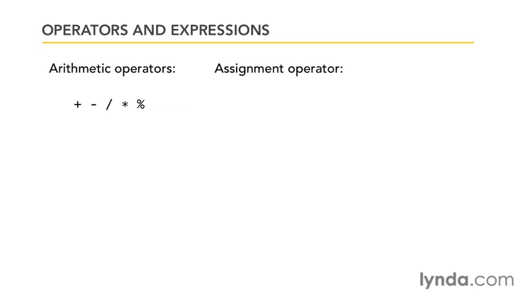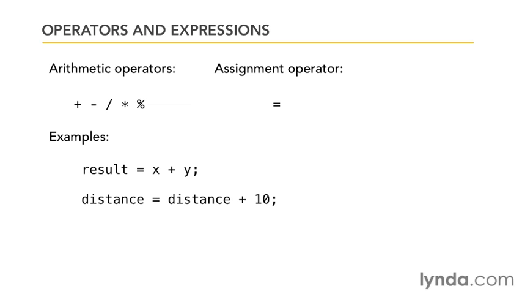There's also the assignment operator. The assignment operator is the equals sign. So take an example. If we had two variables, x and y, and we wanted to add them together using the plus operator or the addition operator, we could then take the result of that expression and assign it to a third variable called result using the equal sign. If we had a variable named distance and we wanted to add a number to it, we could do distance equals distance plus 10.